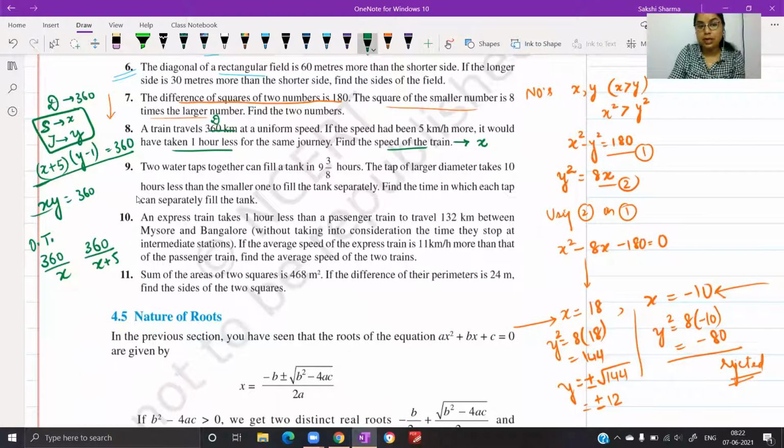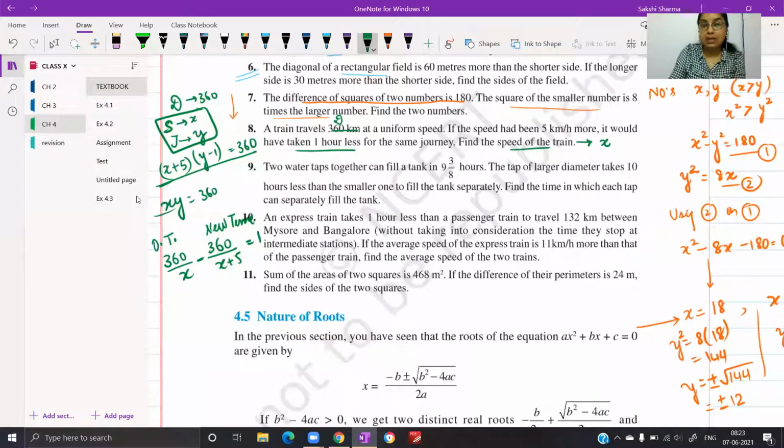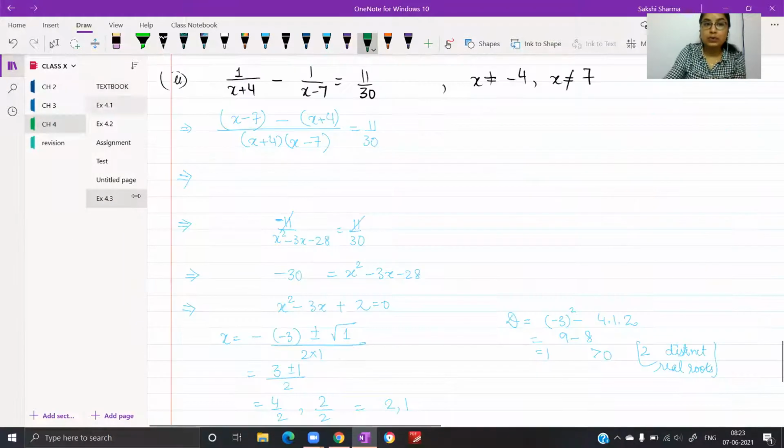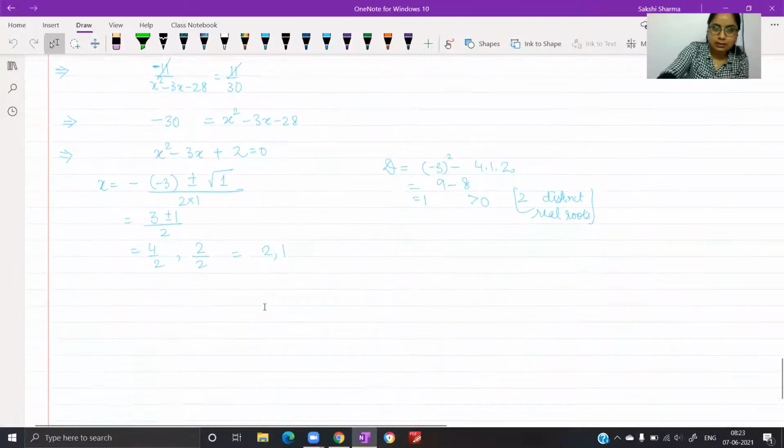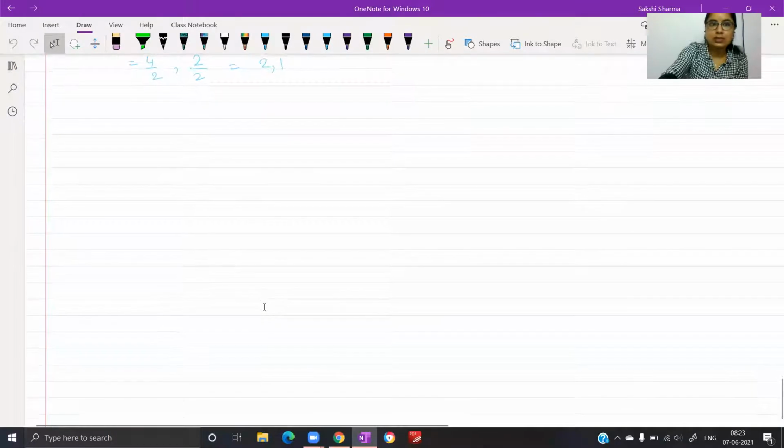Originally, your time will be 360 divided by the original speed, and then the new time. The new time is 1 hour less. That means the difference in the two times is 1 hour. And then you can work out with this equation. Let's just write this. I prefer the second one actually. You could do with the first one the way Daksh has just discussed.